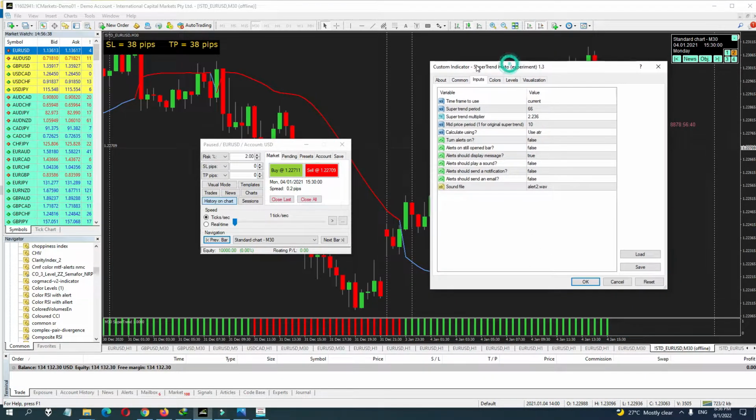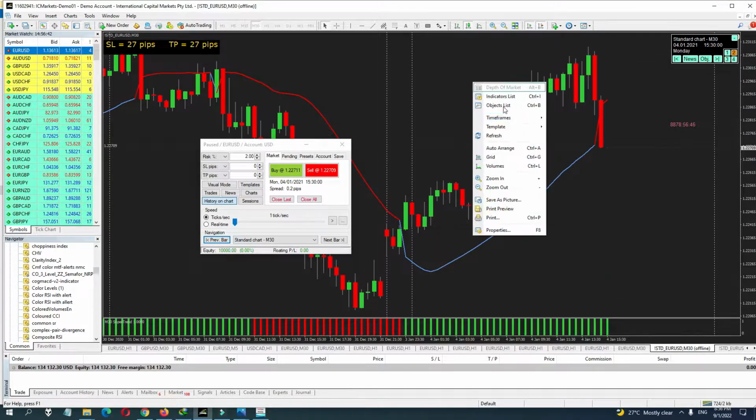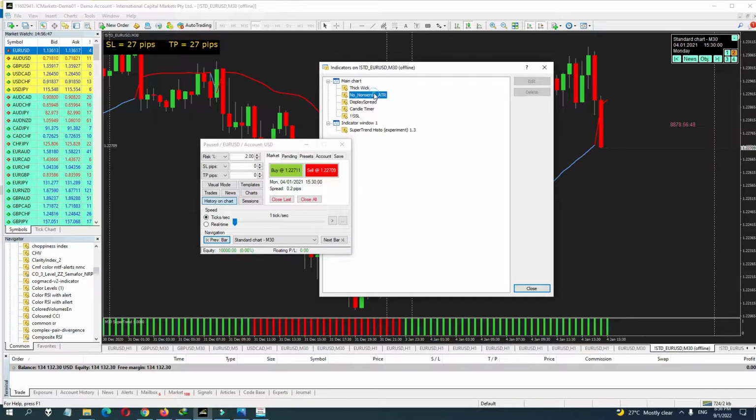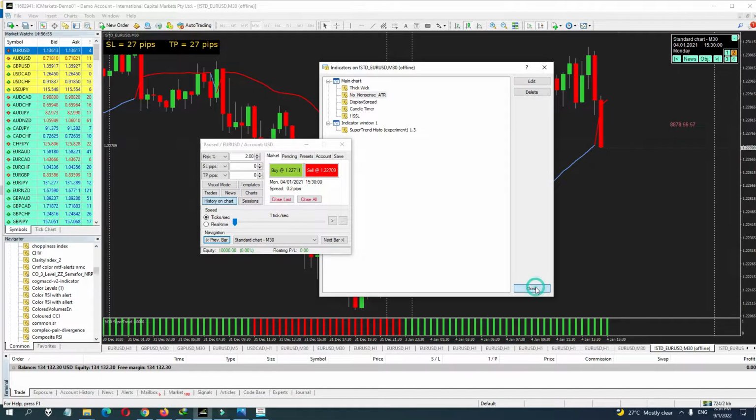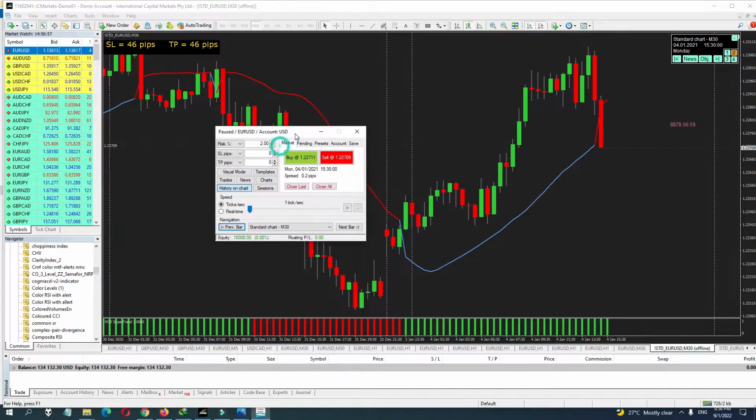We need another indicator called Supertrend Histo Experiment 1.3. I use the default settings here. And then you need No Nonsense ATR. You put 3 and 3 here, so your stop loss and TP is 3 times ATR. We're using 1-to-1, so basically our aim is to have somewhere around a 60% win rate.